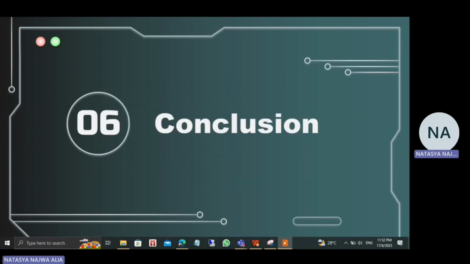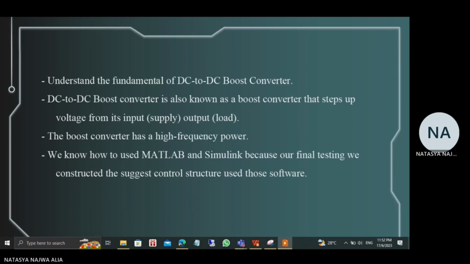Lastly, for the conclusion, first, we understand the fundamentals of the DC to DC boost converter. Second, the DC to DC boost converter, also known as a boost converter, steps up voltage from its input, which is the supply, to its output, which is the load. Next, the boost converter has high frequency power.